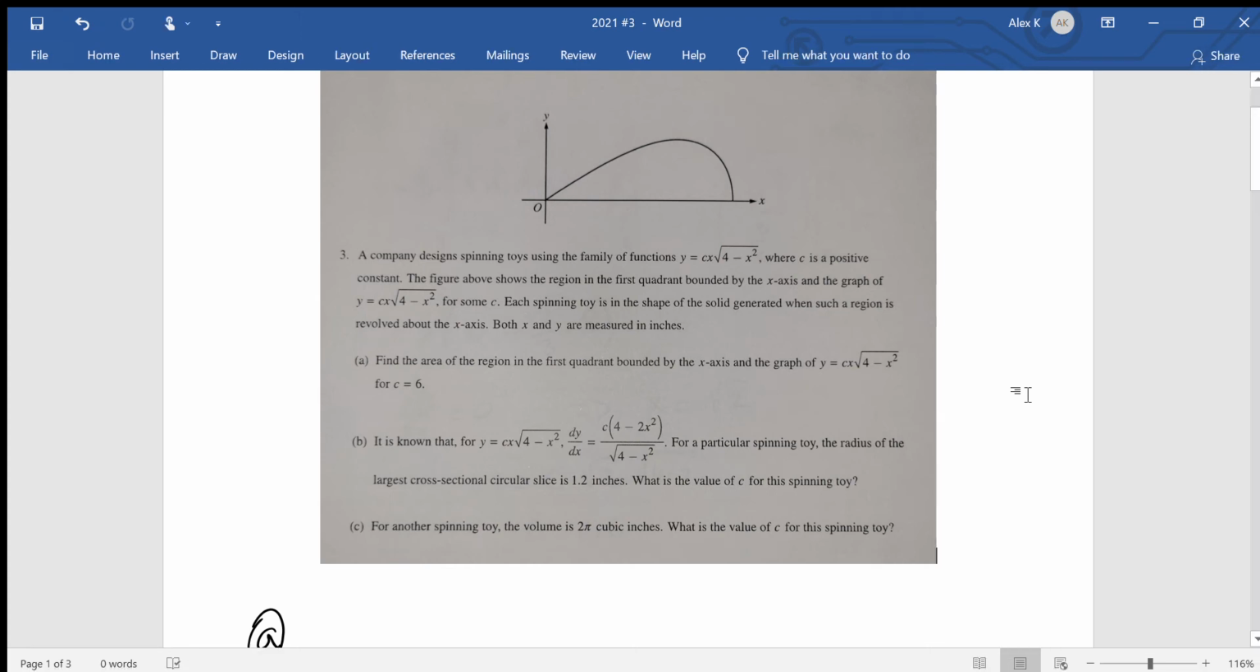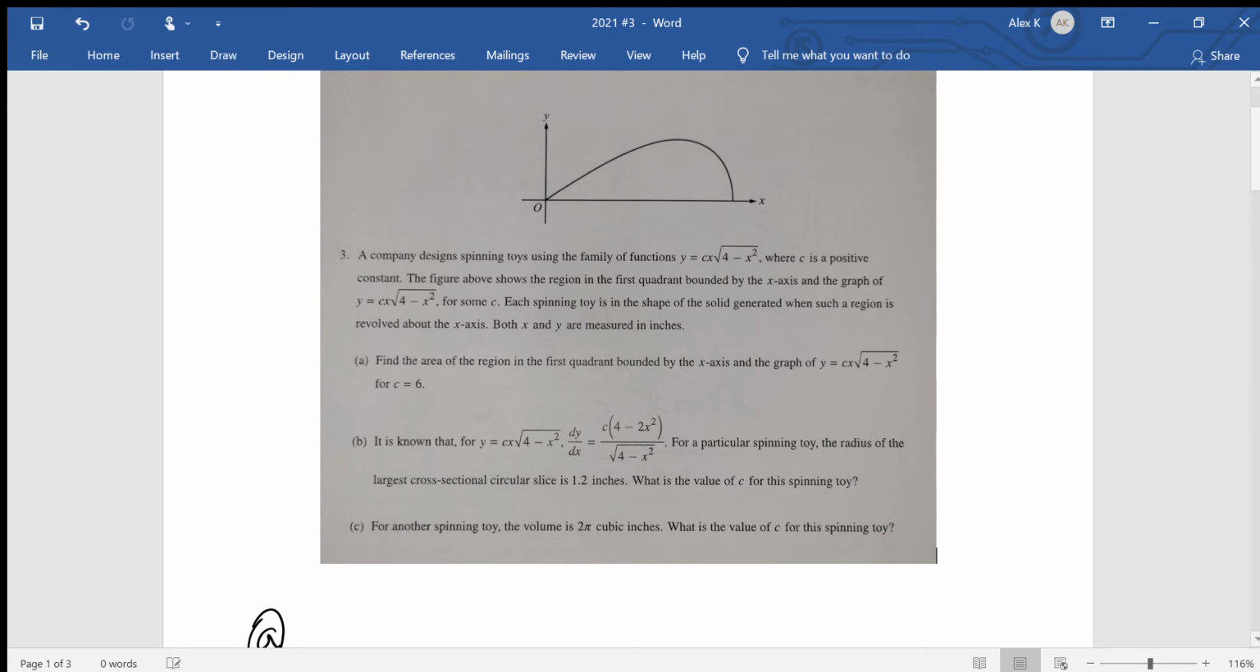Hi, this video is from 2021, a question from the AP AB exam, question number 3. It's a non-calculator question. A company designs spinning toys using a family of functions that's given there. C is a positive value, and it shows us the first quadrant region bounded by the x-axis. For any value of c, they are all going to look the same.